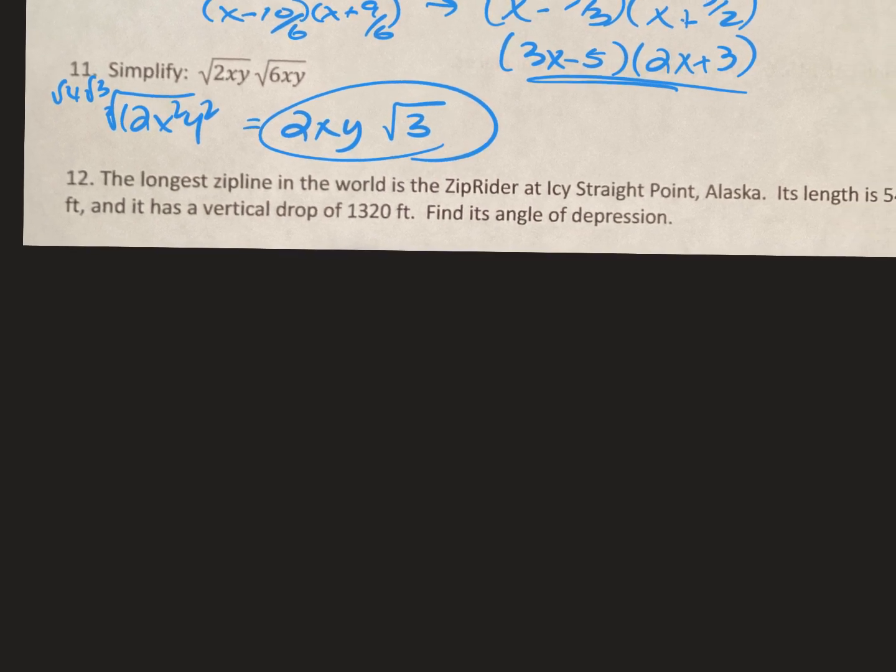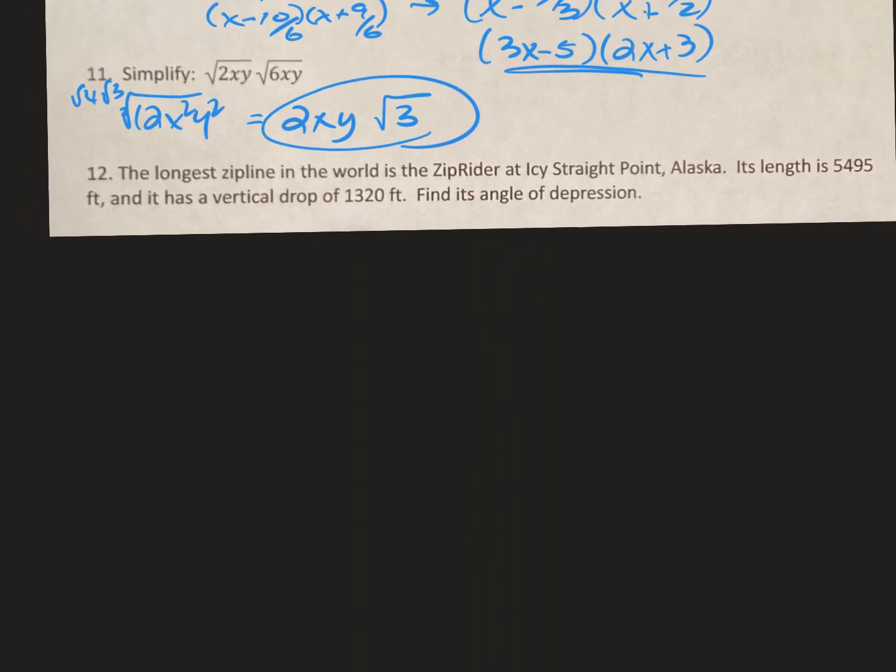Number 12. I've seen this problem a couple of times now, the world's longest zip line problem. Anytime you see angle of depression or elevation, you know it's going to be right triangle problems. So go ahead and draw my right triangle.